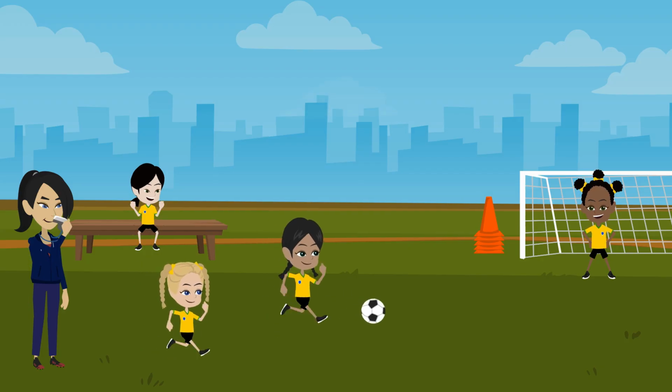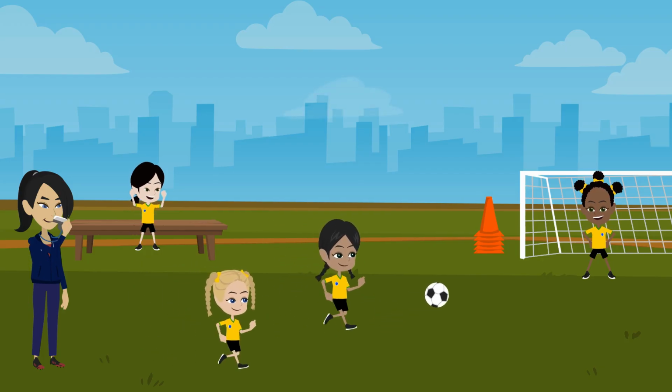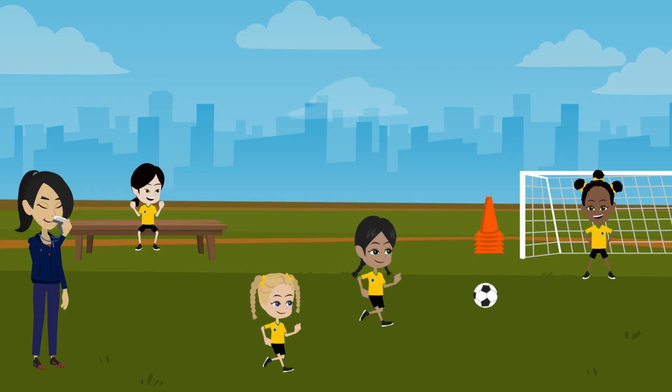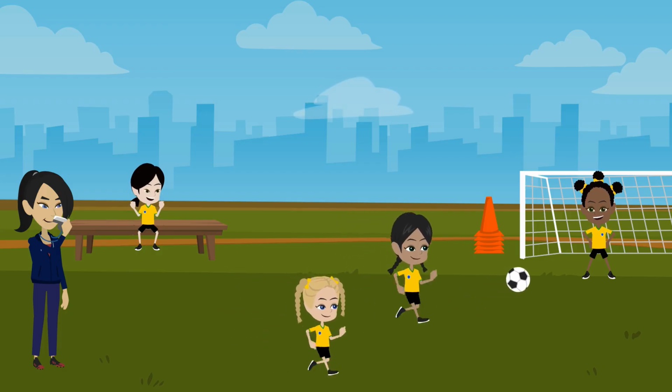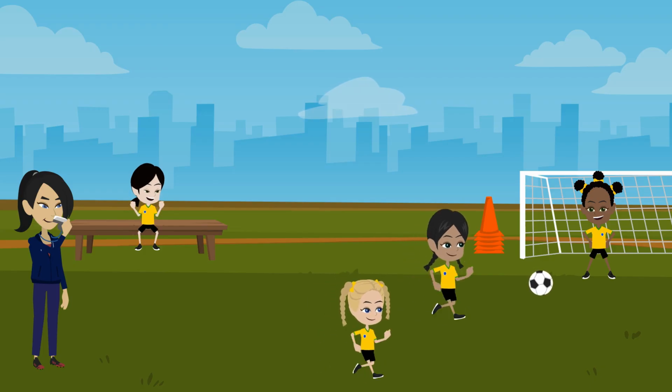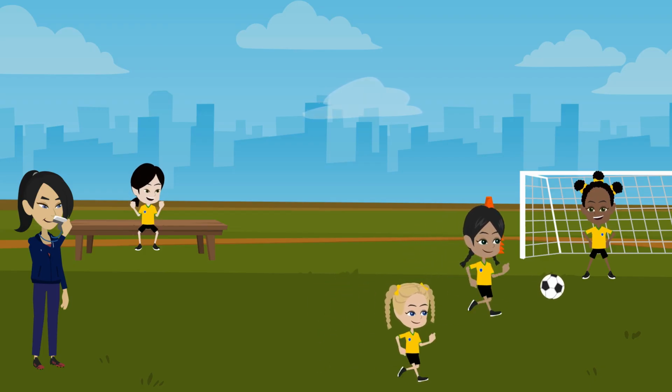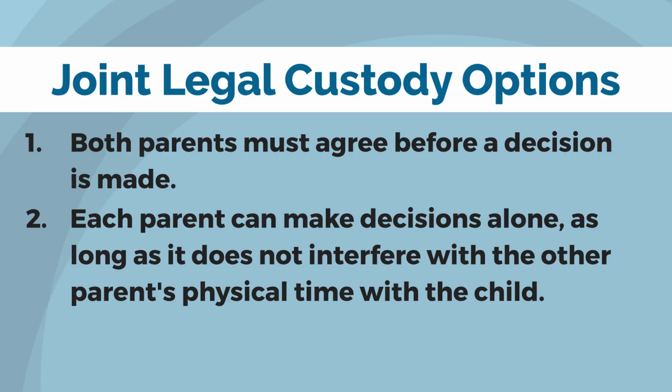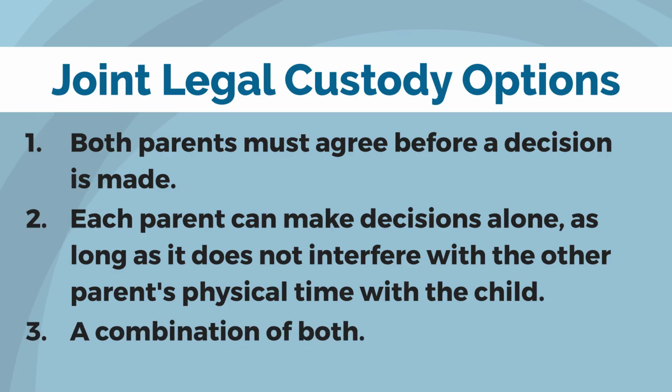For example, mom could choose to enroll the child in soccer without discussing it with dad, as long as the soccer practices and games do not interfere with dad's days and times with the child. You can also choose to request a combination of joint legal custody in which both parents must agree on certain decisions, while they can make others alone without input from the other party.